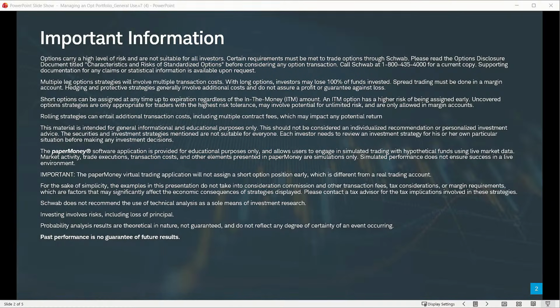The material today is intended for educational and informational purposes only. And the paper money application will not assign short option positions early. That is different than your real trading account. And for the sake of simplicity, the examples in this presentation do not take into account commissions. All investing involves risk, including loss of principal. Schwab does not recommend the use of technical analysis as the sole means of investment research, and past performance is no guarantee of future results.